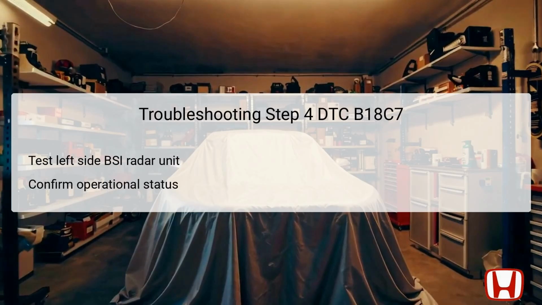In the fourth troubleshooting step, if previous checks yielded normal conditions, attention then shifts to testing the left side BSI radar unit itself. At this point, it should be determined whether the radar unit is functioning adequately. The radar unit is essential for detecting surrounding vehicles and providing warnings to the driver accurately. Performing functionality tests or using diagnostic equipment can reveal whether the radar unit is operating as intended.